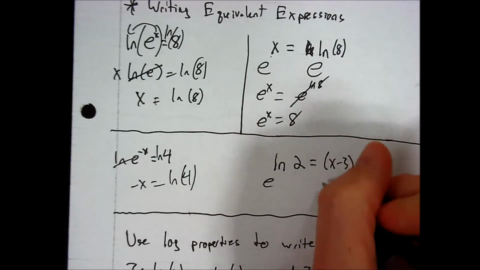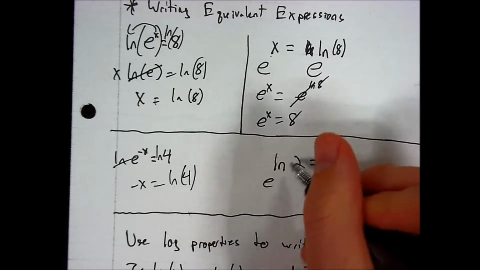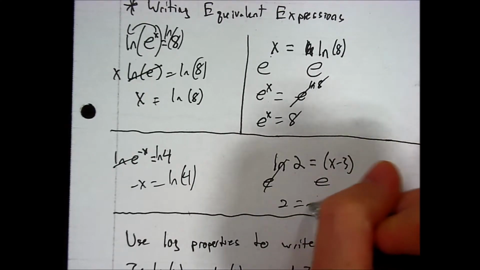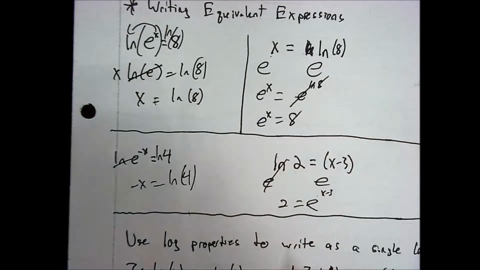On this one, we're going to go e to the, on the bottom here, those are going to cancel out. 2 equals e to the x minus third power.